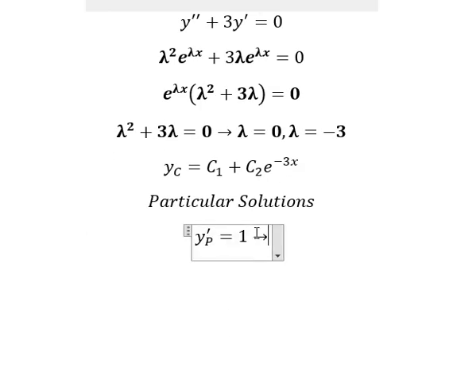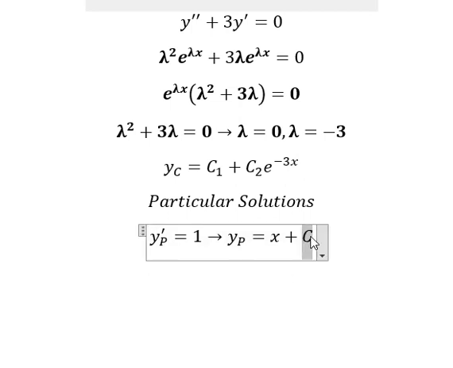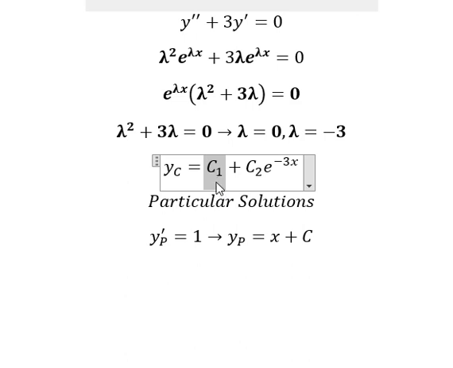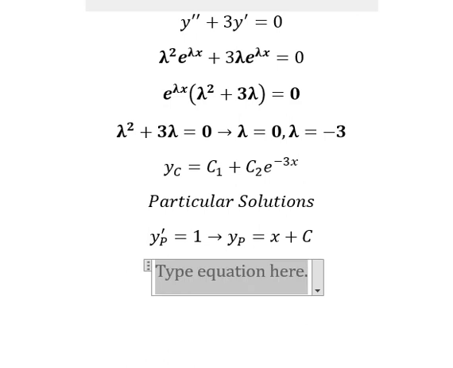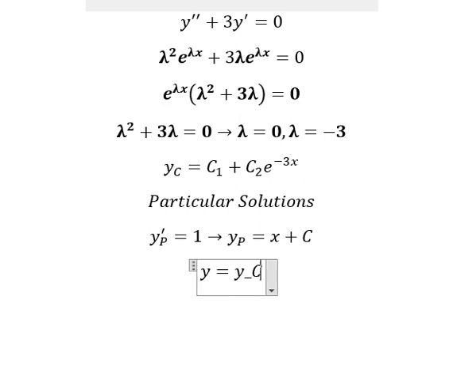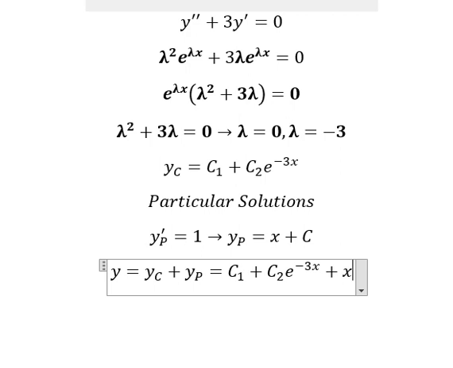Later, we need to do the integration of yb. So we get yb in here, that is s plus c. This one is the constant, so we have another constant in here. When we combine yc and yb, we have y equals yc plus yb. So we have this one, and we have s. This is the end.